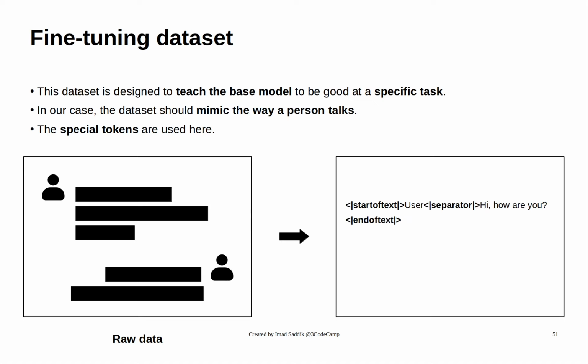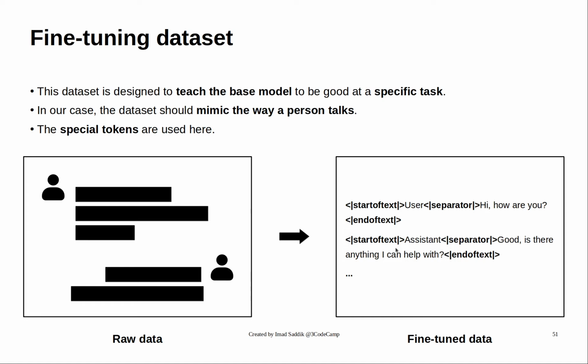We start with the start of text token, and then we put the role, in this case user. We put the separator token, and after that we put the user message. And finally, to finish the turn, so this is the user turn, we add the end of text token. And we repeat the same thing, but this time for the other person that talks, that responds to the user's answer. We will consider this as the answer that the assistant should produce. We repeat the same process for the rest of the conversation, and at the end we form our fine-tuning data.